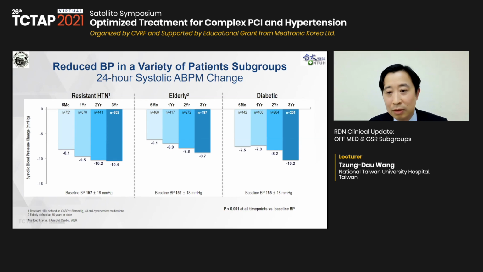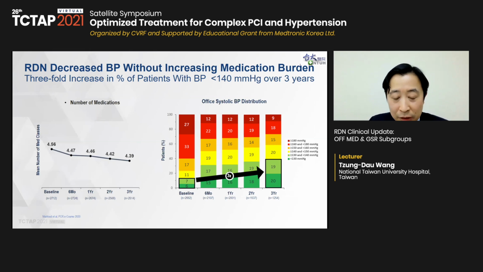So clinically, we may consider that patients with a higher sympathetic tone may have a better response, but actually, according to the real world GSR data, the blood pressure reduction is consistent across all different subgroups. So finally, at baseline, as you can see here in the real world data, 13% of them were under the blood pressure target, which I define here as below 140. But after 3 years, there is a threefold increase in the proportion of patients under control, reaching 30 to 40%, in that range.